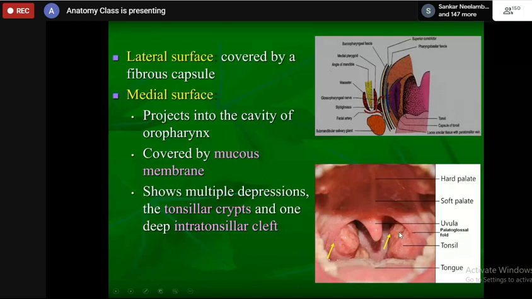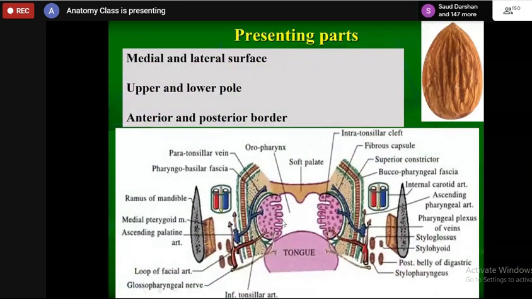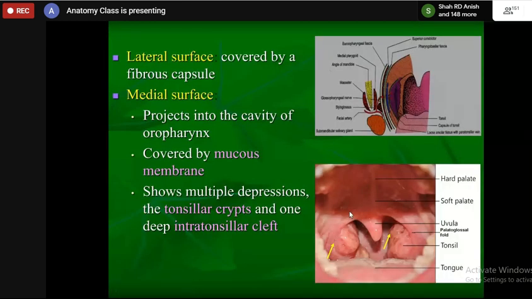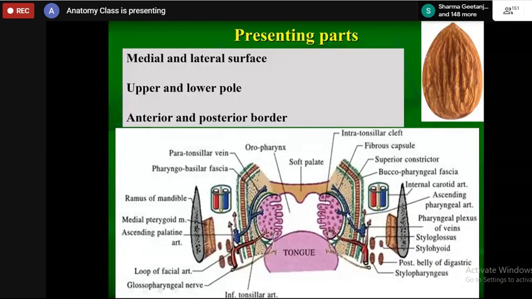Now see the lateral one. When you see the lateral one, it will be covered by, can you see the green color line? This one is known as a capsule. Okay. Outside this capsule, can you see the white one? This one is known as fibrous tissue. Now this fibrous tissue consists of a vein. This vein is known as the paratonsillar vein. Outside the fibrous tissue, can you see the green color line? This one is known as the pharyngobasilar fascia.